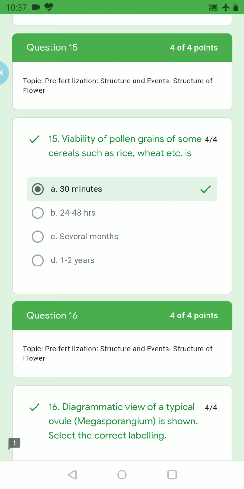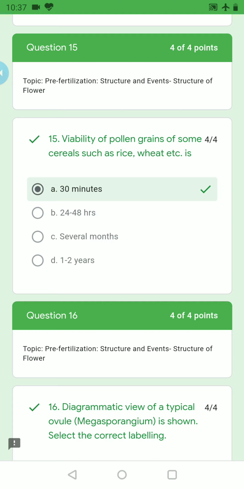They have also mentioned that for cereals such as rice and wheat, it is only about 30 minutes. What will happen if that time elapses? They lose the viability. They will lose the ability to survive. So that's why the viability of pollen grains of some cereals such as rice and wheat is only about 30 minutes.